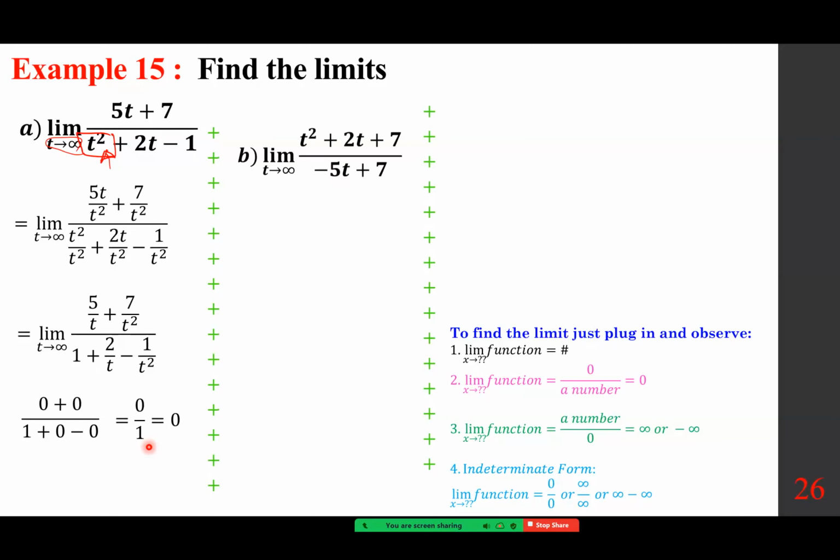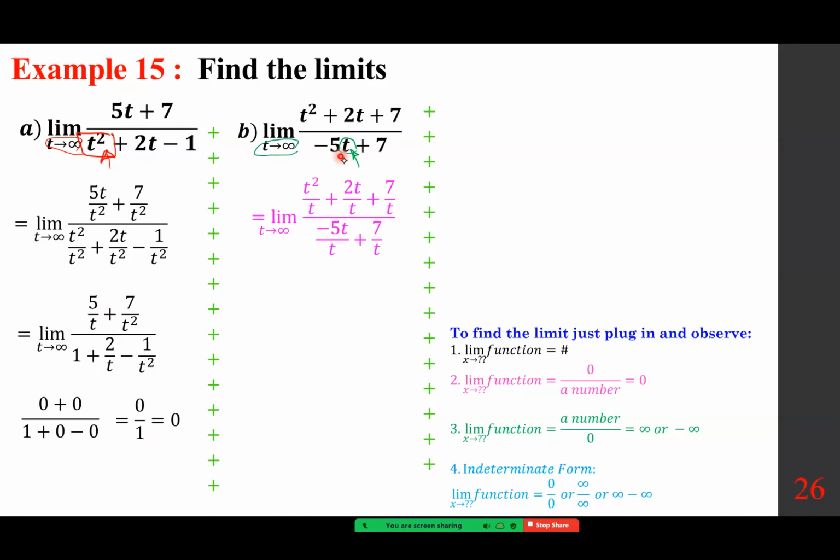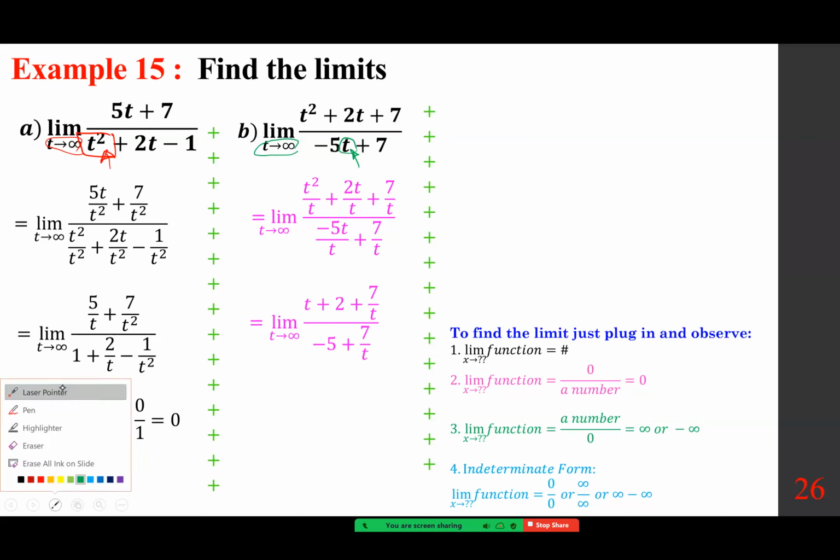What about this case? Again, we have a rational function, and again, t is approaching infinity. This time, we do the same thing. We divide by the highest degree term in the denominator, but that one is t. And let's do that. Divide everything by t. Simplify each term in the numerator as well as the denominator. And now apply the limit to each piece.